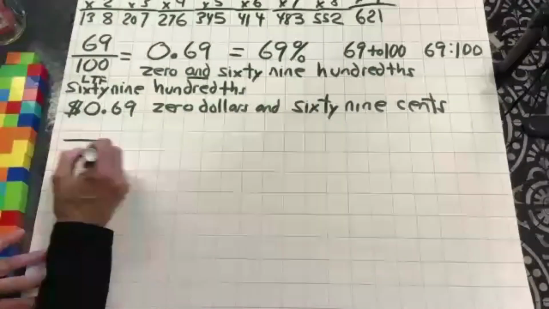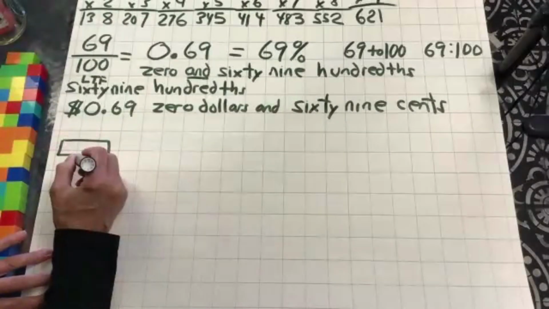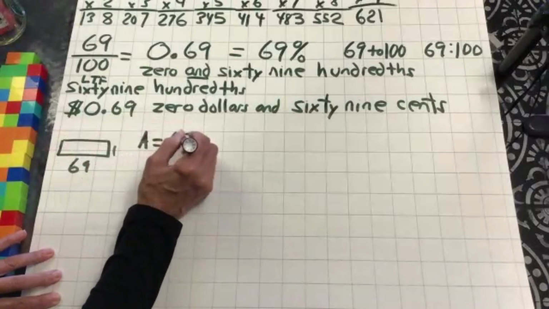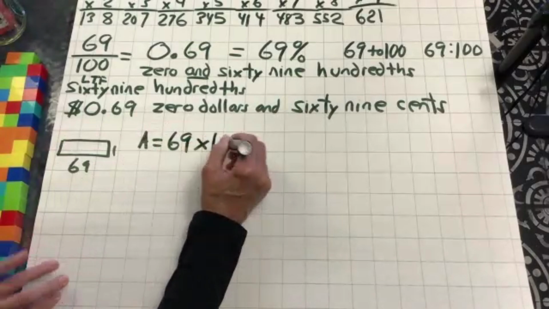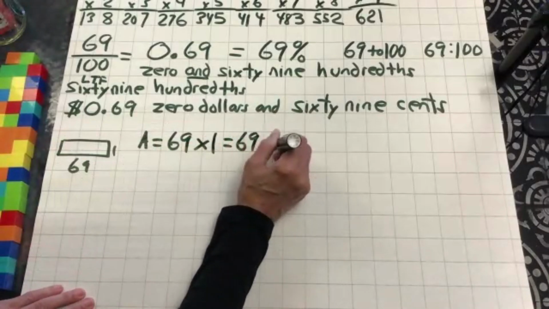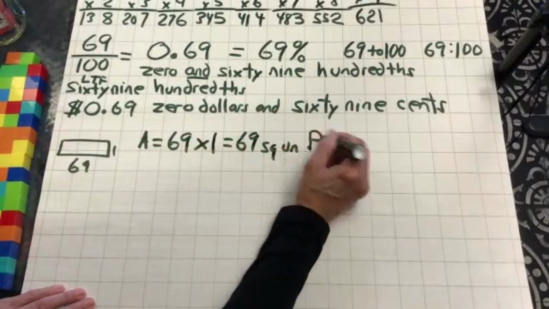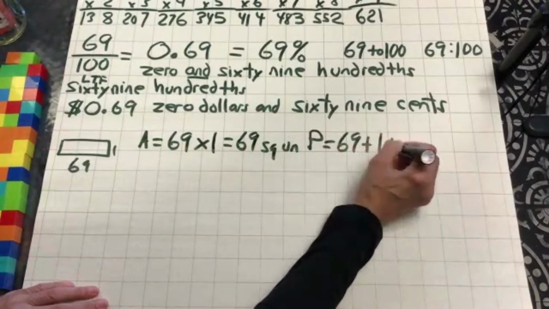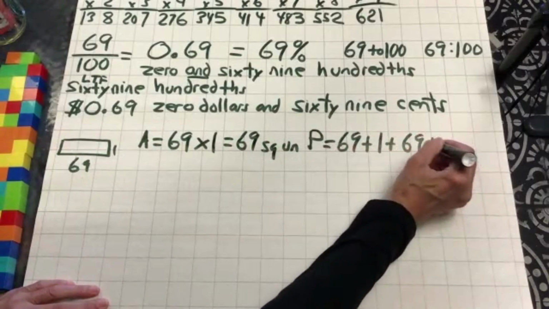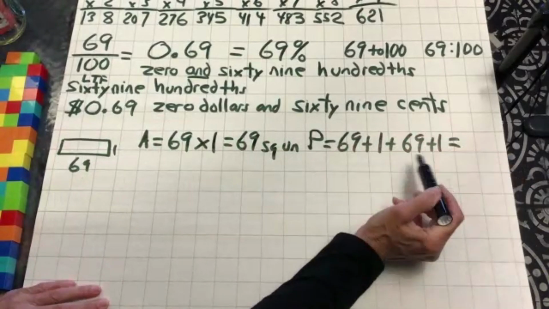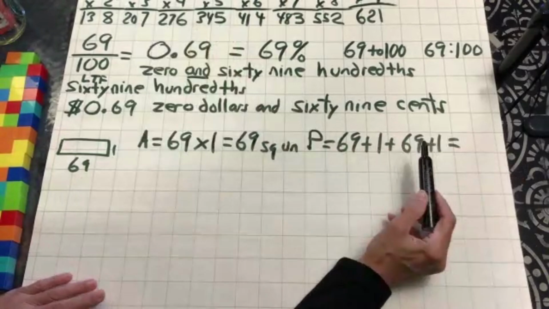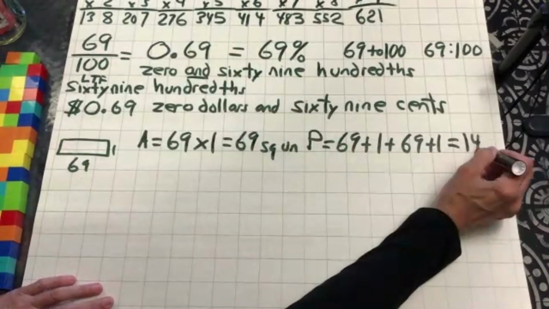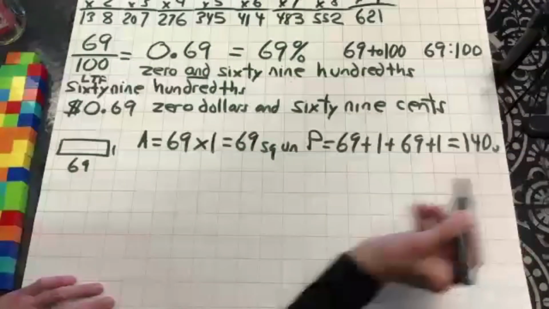So let's start off with our first one, which is a 69 by 1. So area equals 69 times 1, which equals 69 square units. Our perimeter would be 69 plus 1 plus 69 plus 1, which equals 2 69s, according to our multiples, is 138, plus 2 more would be 140 units.